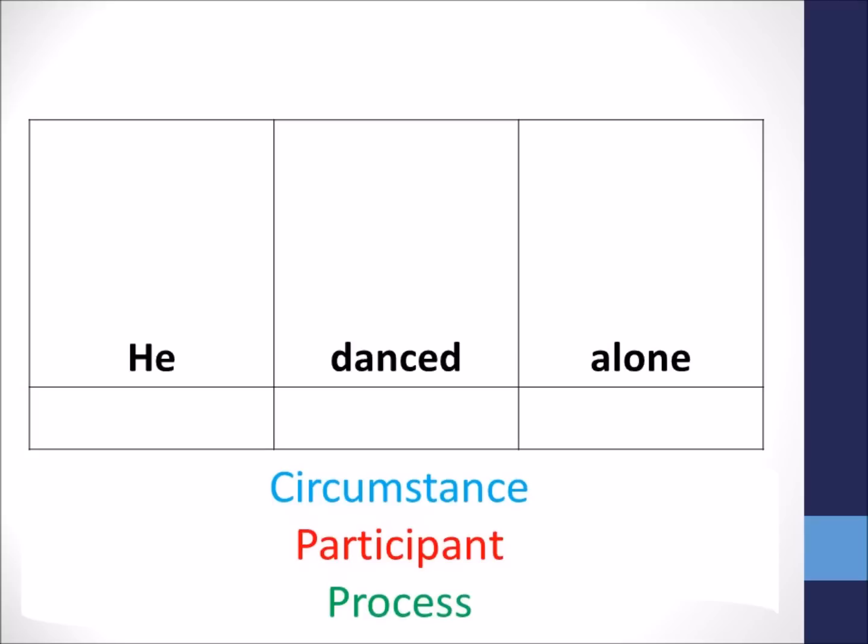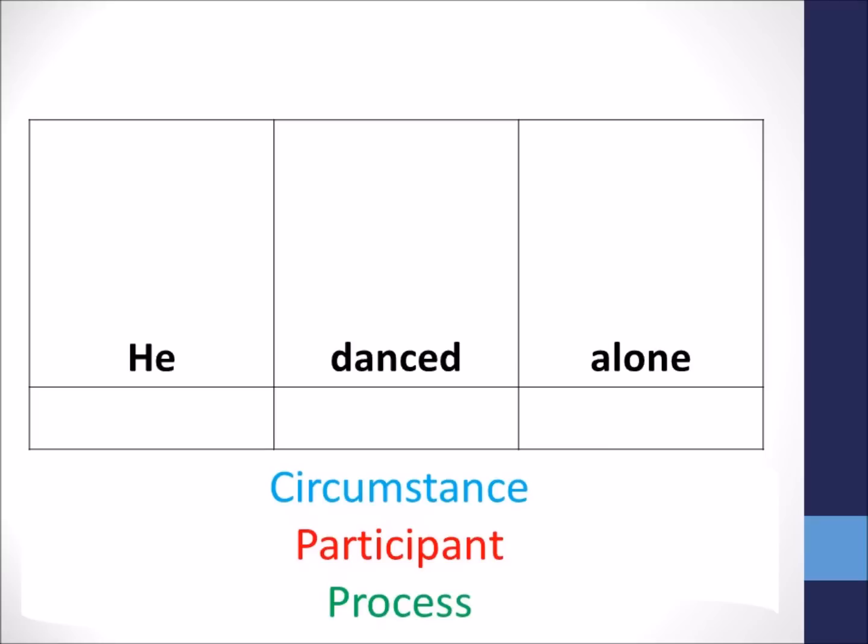Try this one now. We're looking for the process first. So what is the happening? Okay, I'm sure that you've already guessed. It's danced. So what is happening in this clause? Dancing or danced. Who danced? He danced. So in this case, he is the participant. Alone tells us how he danced. So that gives us the circumstance. Okay? Process, danced. Participant, he.